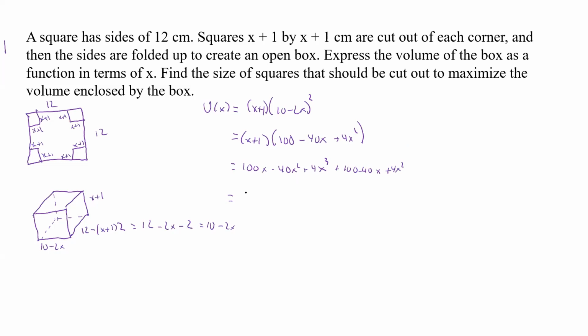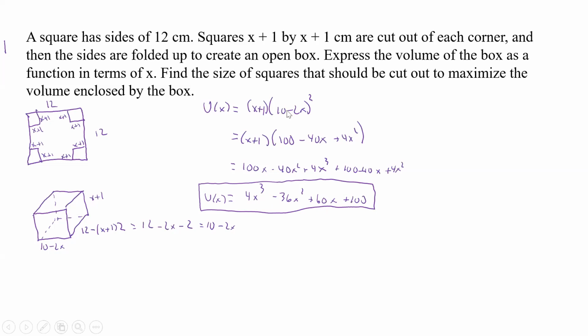And now that gives us, if we write it in decreasing order, 4x cubed. And then we have minus 40 plus 4, so it's going to be a minus 36x squared. And then we have minus 40x and plus 100x, so that's going to be plus 60x, and then plus 100. So that looks like what we should have as far as our equation as a function. And so that's the first part. Now what we have to do is plug that into our calculator, and do the maximizing.